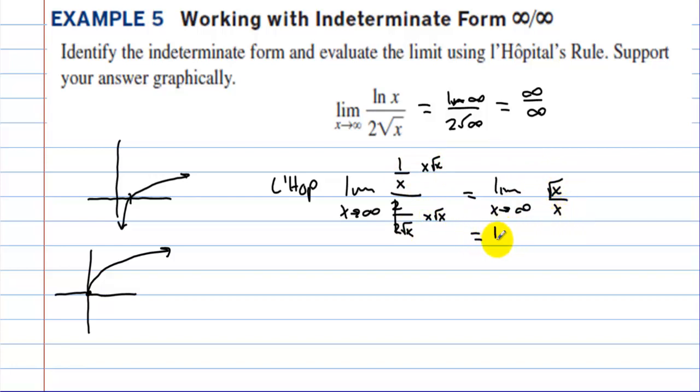Well, this is equal to the limit as x approaches infinity of x to the 1/2 over x to the 1, and when you divide, you subtract the powers. That leaves 1 over the square root of x. Now when we plug infinity into the denominator, we get 1 over the square root of infinity, which goes to infinity, and so the answer is 0.